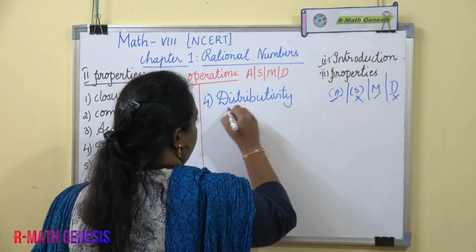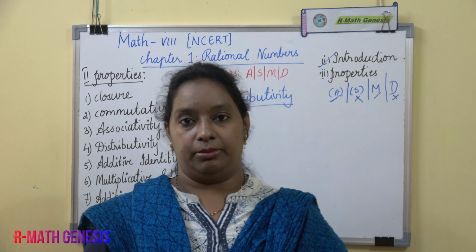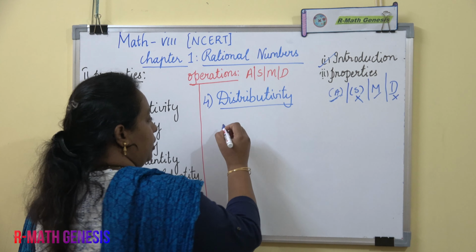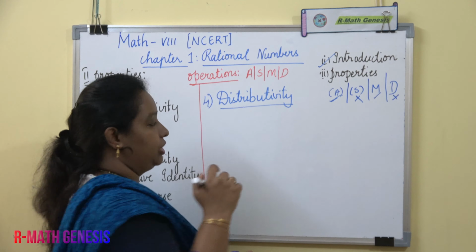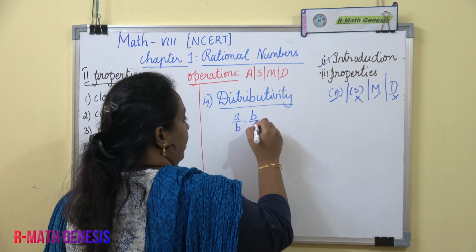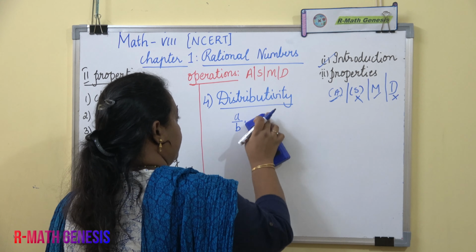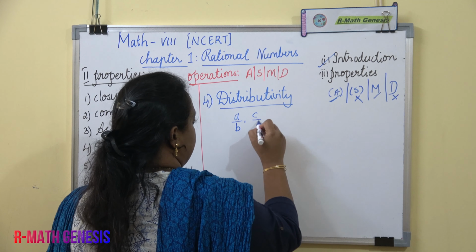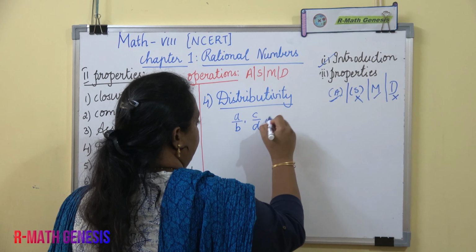So distributivity is very important, and we'll be using it in most of our exercises to solve problems. Suppose here also I'm taking three rational numbers: A by B, C by D, E by F. Here also I'm taking any three rational numbers.